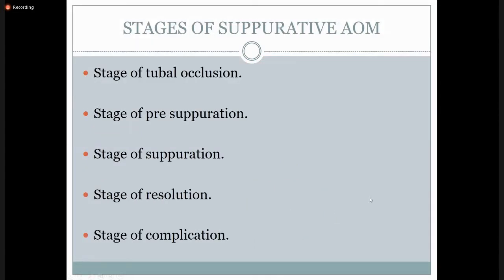But the main cause of the stages of suppurative otitis media is eustachian tube occlusion. Then comes a stage when the pus is still not formed, so it is called pre-suppuration. Then comes a stage of suppuration or pus formation. Then a stage of resolution, when the disease of otitis media gets healed or is getting better, or if it's not healed at the right time, then it may go to the stage of complication. This is actually a topic that in detail would be dealt with while you will be in 4th year, inshallah.